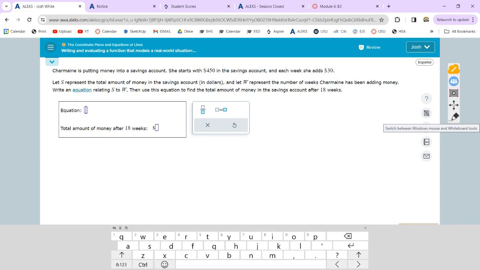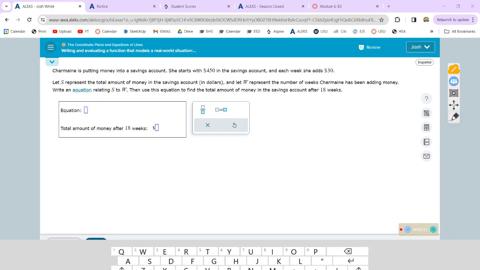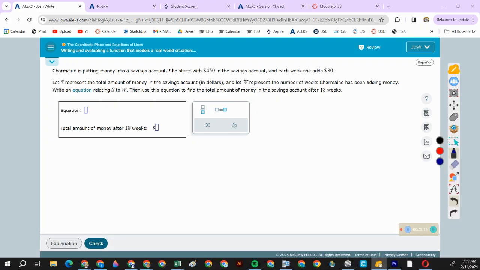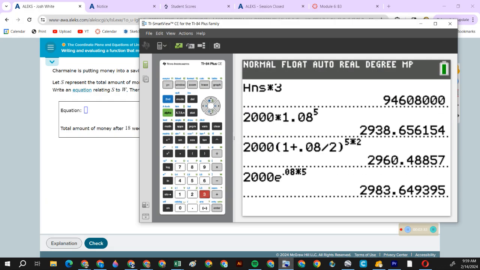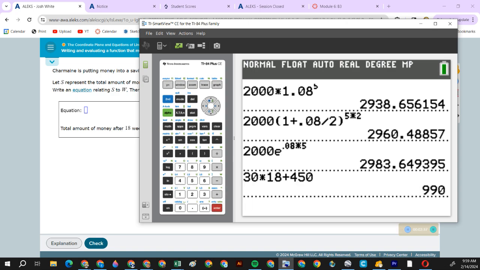Charmaine is putting money into a savings account. She starts with $450. Each week she adds $30. So $30 per week plus the original $450. How much will she have after 18 weeks? So we just put 18 in there. So 30 times 18 plus 450.